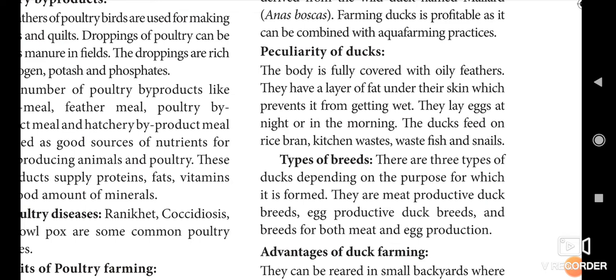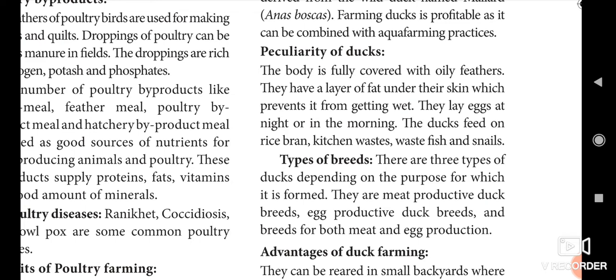The ducks feed on rice bran. What is meant by rice bran? The rice wastes are called rice bran. Then kitchen wastes, waste fishes and snails. So the duck feeds on these kinds of things.